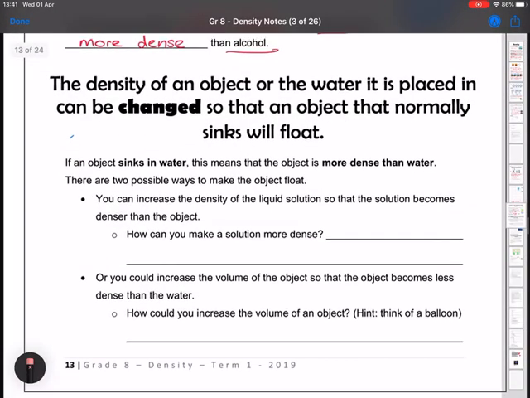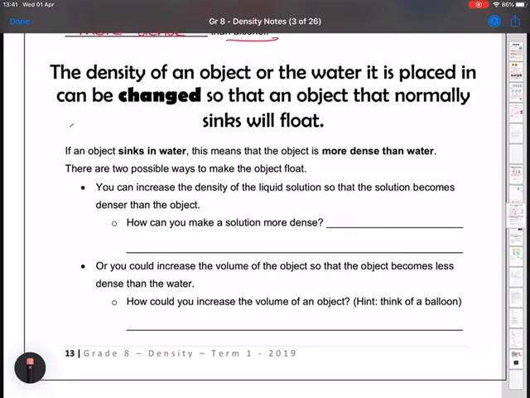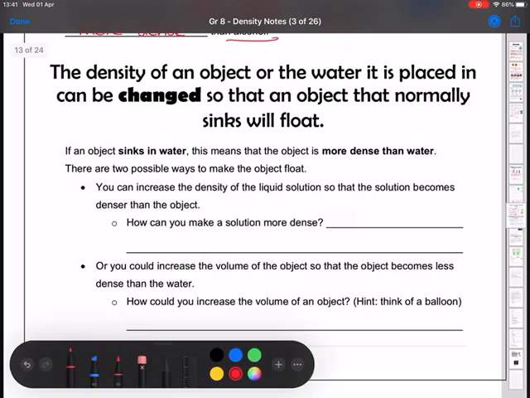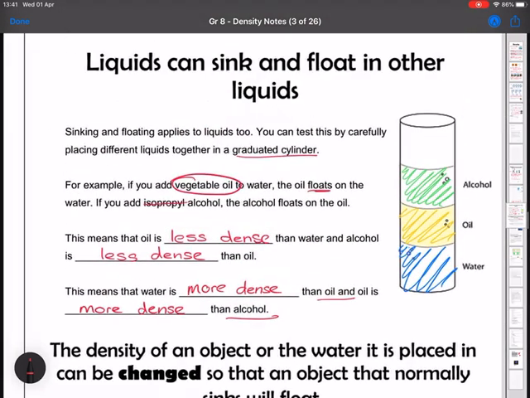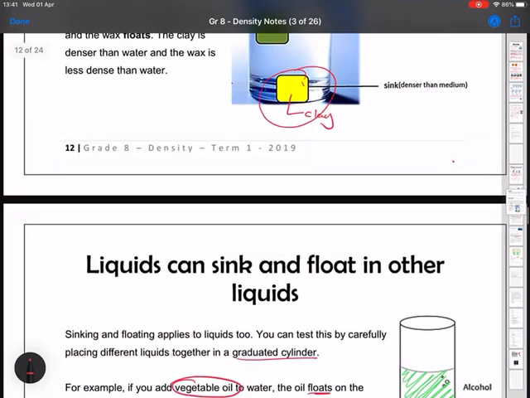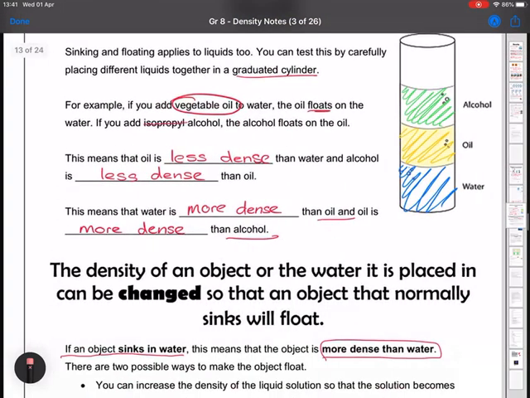Alright, so the density of an object or the water it's placed in can be changed so that an object that normally sinks will float. So let's have a look at ways to do that. If an object sinks in water, it means that the object is more dense than water. You know that already from when we spoke about the clay. The clay was more dense than the water, so it sinks when placed in water.